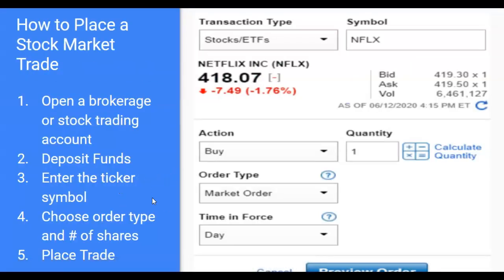Okay, so here we are as an example. This is an example on Fidelity. So how to place a stock market trade? Well, it's very simple. So first you're going to have to open a brokerage or stock trading account.